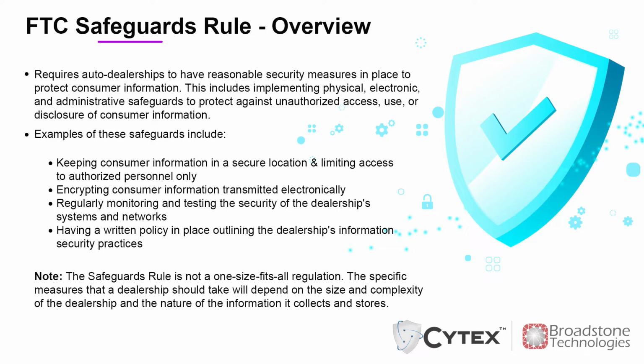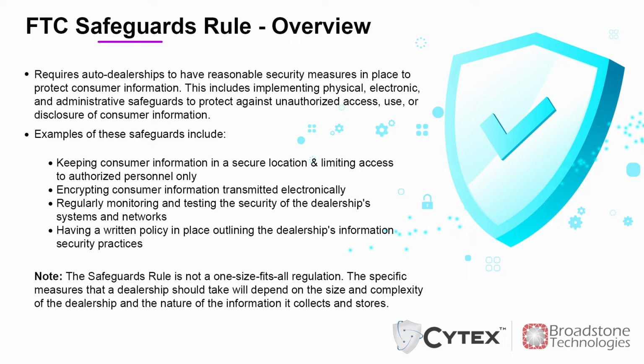I emphasize reasonable because regulators often use somewhat vague or imprecise language to give some latitude in terms of compliance and enforcement. But these things include implementing physical, electronic, and administrative safeguards to protect against unauthorized access, use, or disclosure of this information. Some examples, and this is not an exhaustive list, include keeping consumer information in secure locations, limiting access to authorized personnel only, and encrypting consumer information transmitted electronically. I would add that encrypting at rest is a best practice as well.